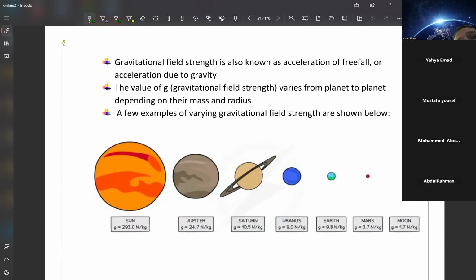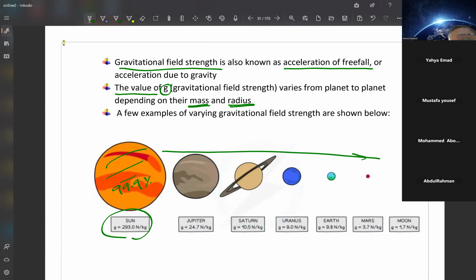Now I have some examples about gravitational field strength, also known as acceleration of free fall. The value of g depends on what? Both. It depends on the mass and the radius of the planet. So now, as you see, the sun has 99.9% of the mass of the solar system. So what is the acceleration of free fall of the sun? 293. As mass and radius decrease, what happens to g? Decrease.